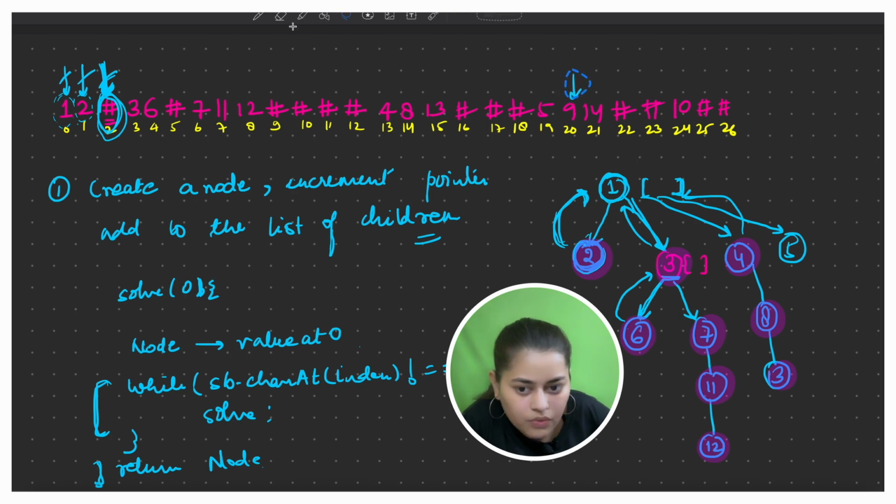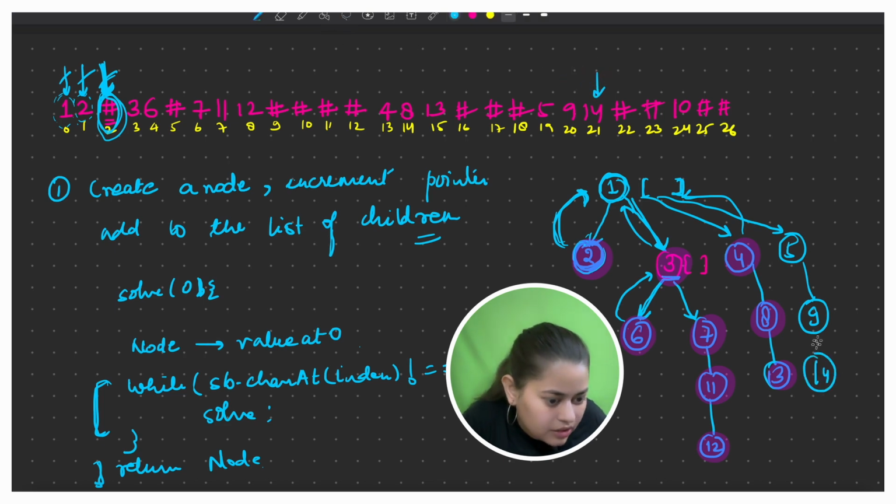When we move ahead, we will come across 9. So let's create a node 9 and add it to the child list of 5, right? Let's move to 14, create a node 14 and add it to the list of 9. Let's move ahead. So hash, that means 14 has been finished, right? Let's move ahead. There is one more hash, that means 9 has been finished, right?